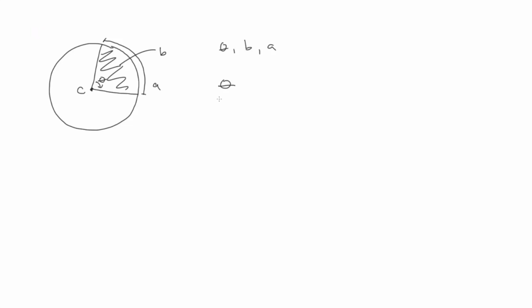Specifically, if we were to divide theta by 360, that would equal the area of that sector divided by the area of the circle, which is pi r squared, which would also equal that arc length A divided by the circumference, which is 2 pi r.